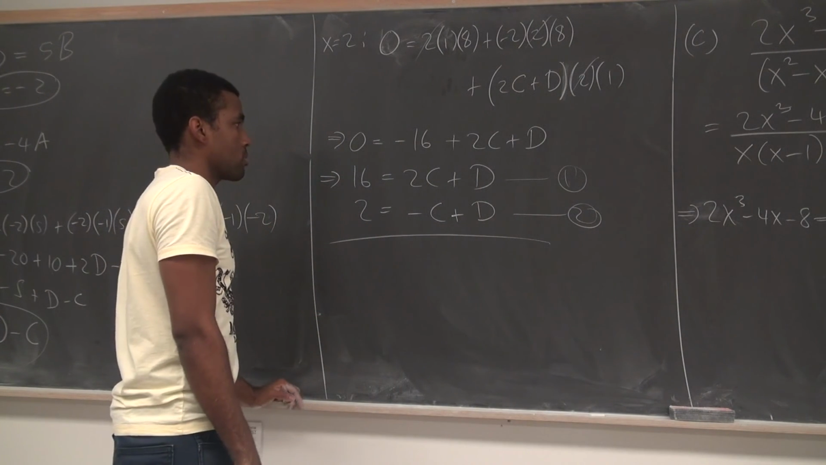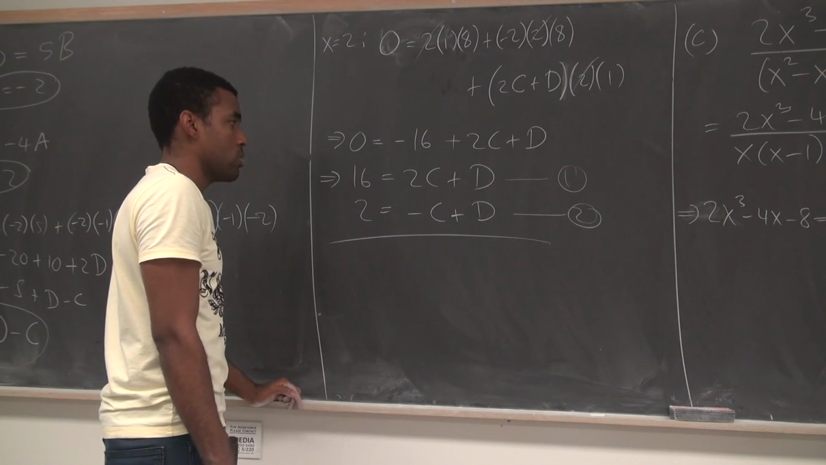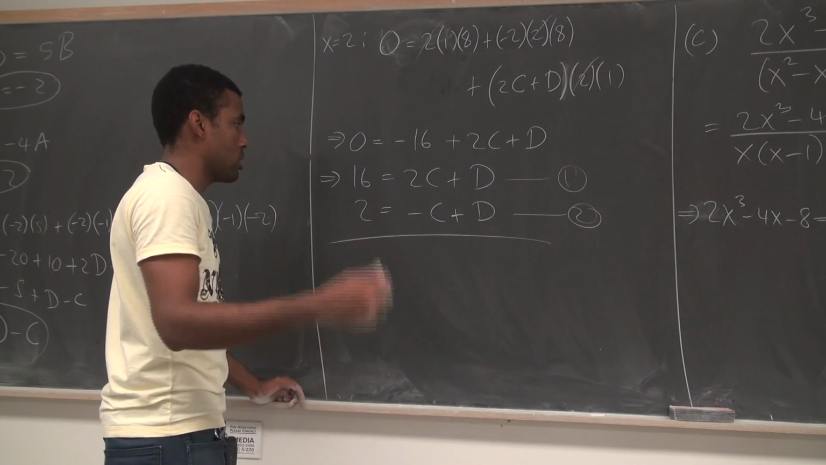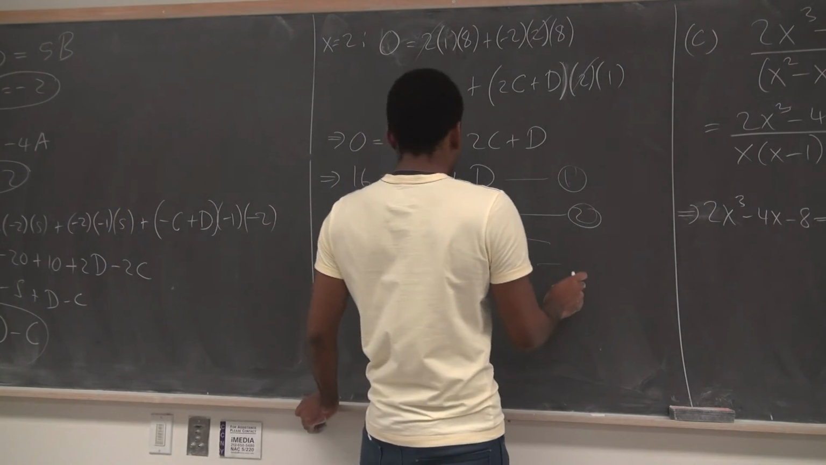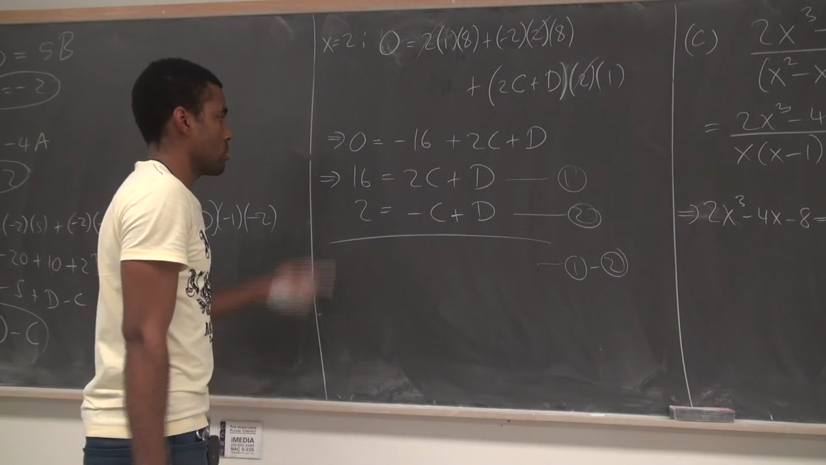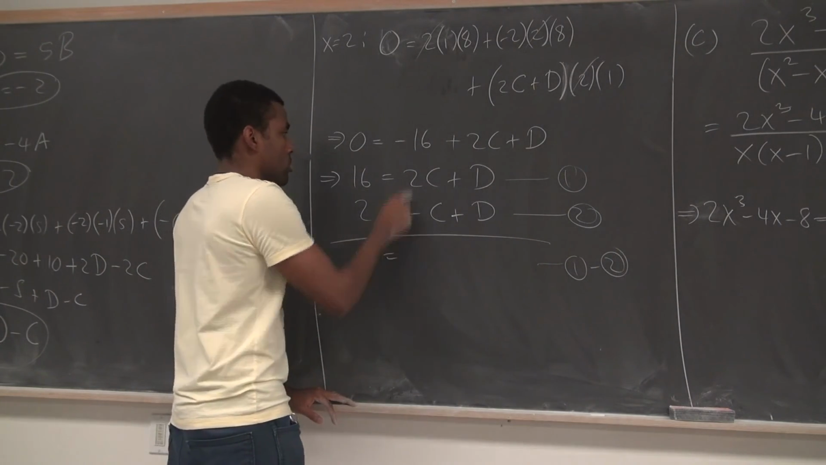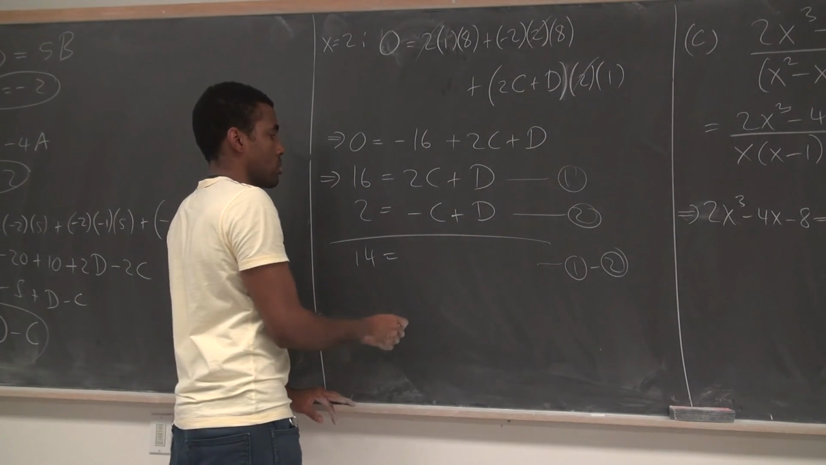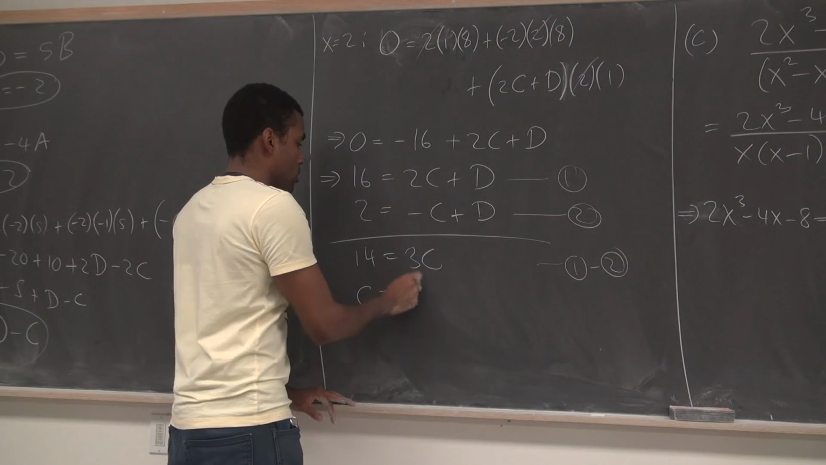Or can't we just say like c equals d plus 2 or something like that? Well, c would be d minus 2. You could do that. Yeah. So if you subtract these, if I say take 1 minus 2, what do we get? 16 minus 2, 14. 2 minus c is 3c. And then that dies. So c is actually 14 over 3.